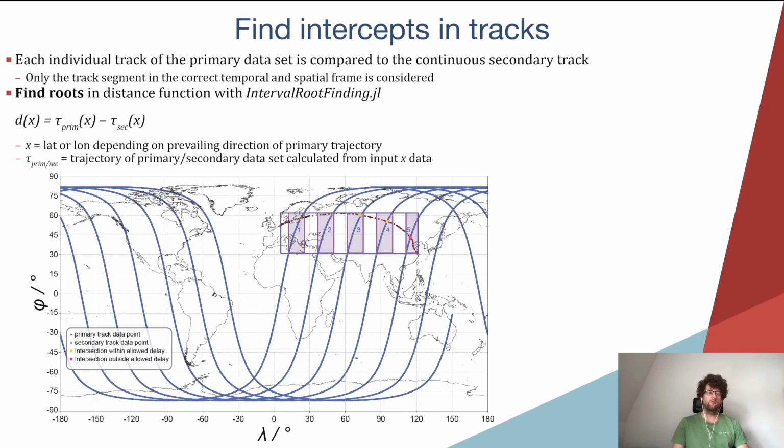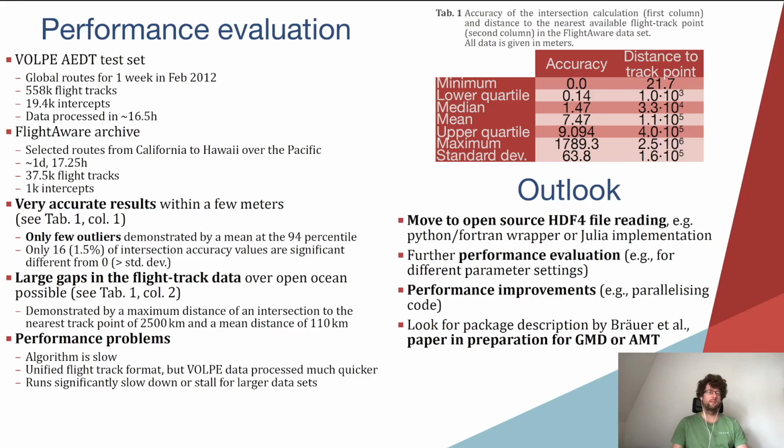And with a working algorithm, we can test its performance. We used two different datasets to test the performance. One was from the Bräuer data center and included 558,000 global flight routes, and we found almost 20,000 intercept points in them. However, data processing was really slow and took 16.5 hours.